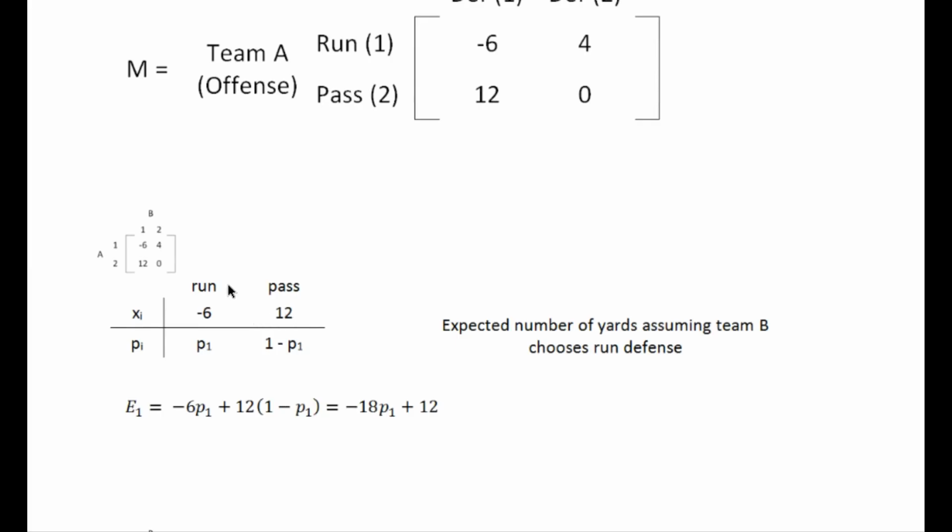Now, we don't know the probability with which Team A should run or pass. So what we're going to do is call the probability with which Team A should run the ball P1. And since we know probabilities have to add up to 100%, the probability with which they'll pass we'll call 1 minus P1. So to compute our expected value, we multiply -6 times P1 and then 12 times 1 minus P1. And if you do a little bit of algebra, what you'll get is that that simplifies to -18 P1 plus 12.